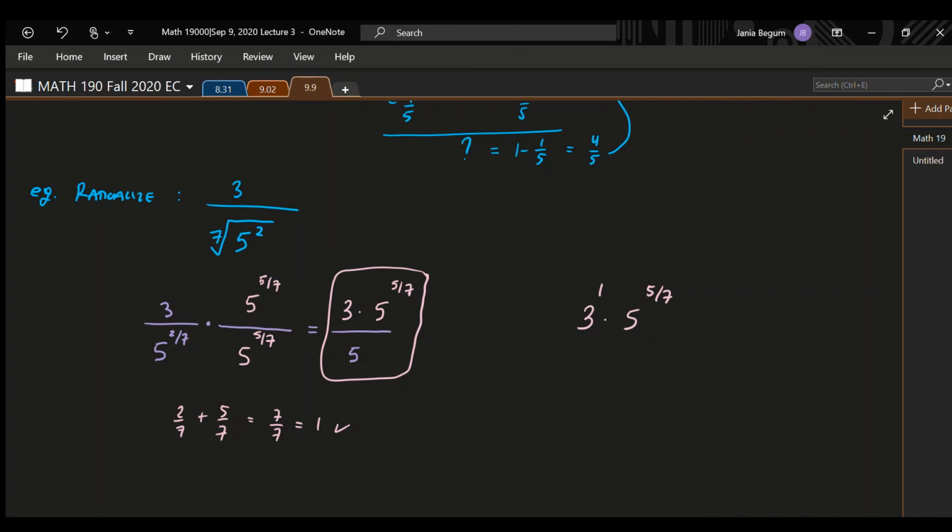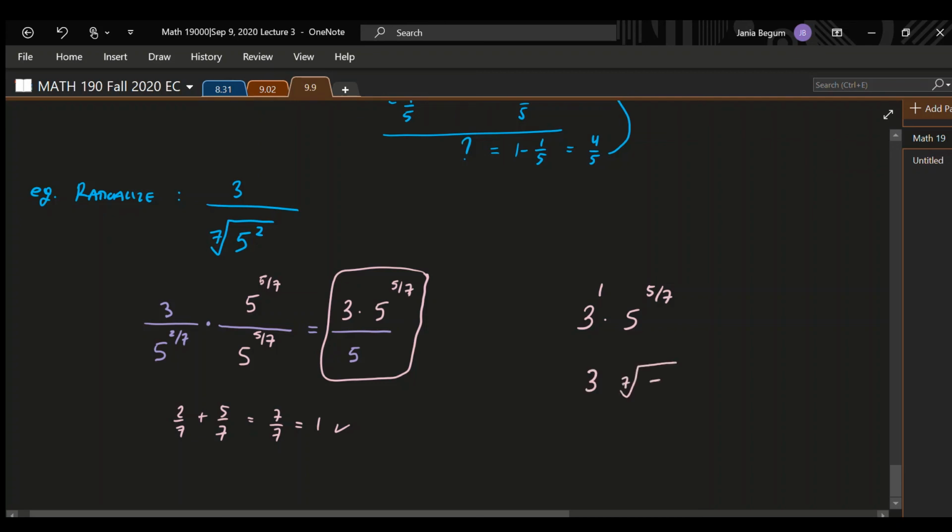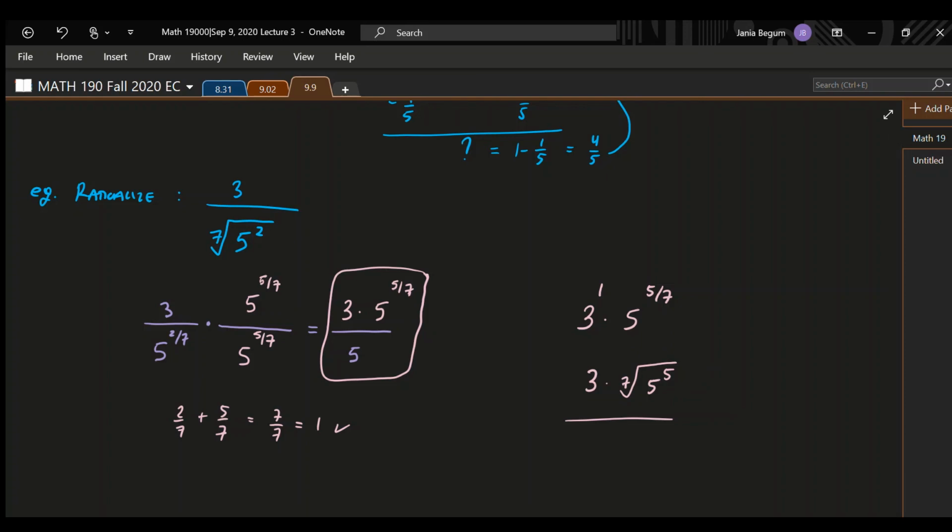So, keep in mind, don't multiply them because they're different. Or if this confuses you, rewrite it this way: 3 and then the 7th root of 5 to the 5. And then maybe you wouldn't feel so compelled to multiply them. Maybe, right? Alright, cool. Let me know if you guys have any questions.